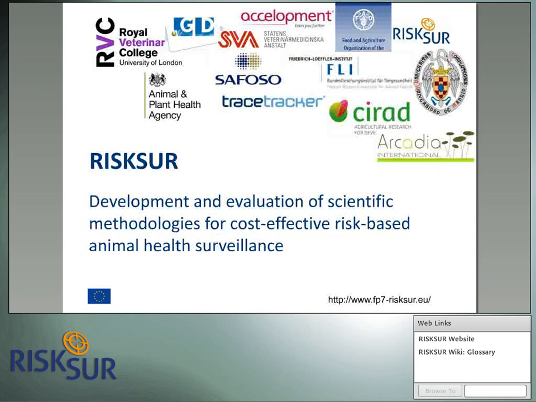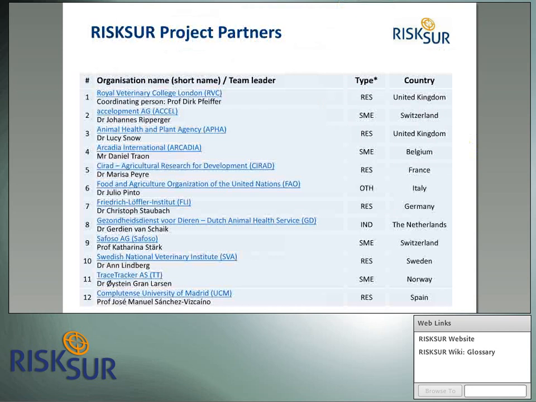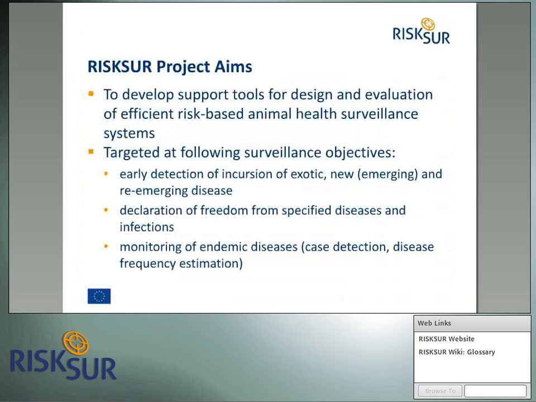The RISKSUR project has as its title the development and evaluation of scientific methodologies for cost-effective risk-based animal health surveillance. So it combines the term cost-effectiveness, and it looks at the aspect of risk and how I can take into account variation in risk when I want to design surveillance systems. We had 12 partners from around the European Union, and I won't go through the list of them here. They are presented on this page. The aims of the project were to develop practical tools for design and evaluation of efficient risk-based animal health surveillance systems, which can be used by veterinary services within the European Union, but also outside the European Union.